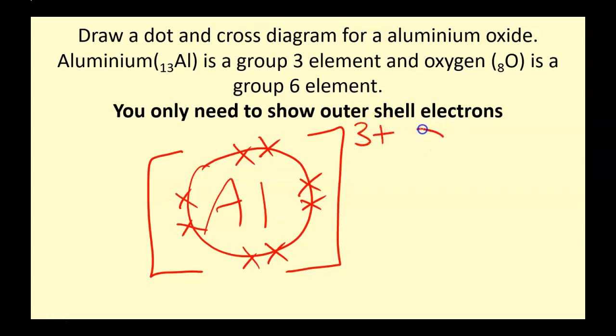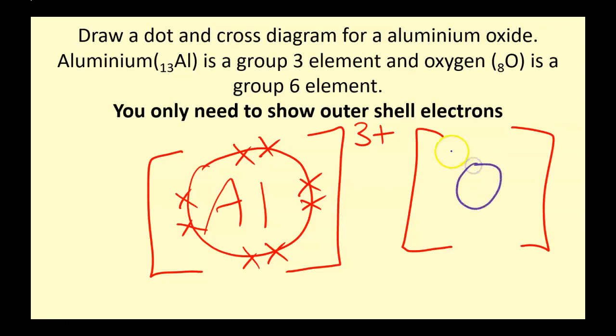Oxygen is in group 6 of the periodic table, so it will need to gain 2 electrons to obtain a full outer shell of electrons. So it has its 6 electrons in its outer shell here. It's going to gain 2, which we'll draw in a second, and it's got a charge of 2-. So let's just add on the electrons now for the aluminium, which it's gained.